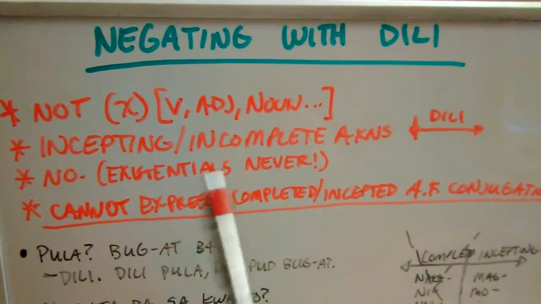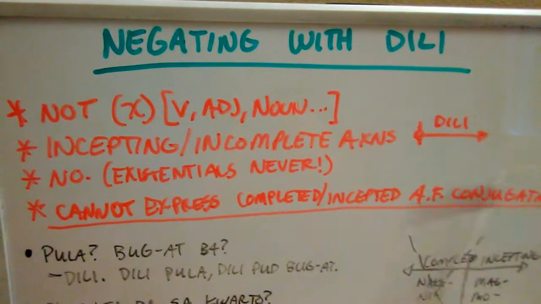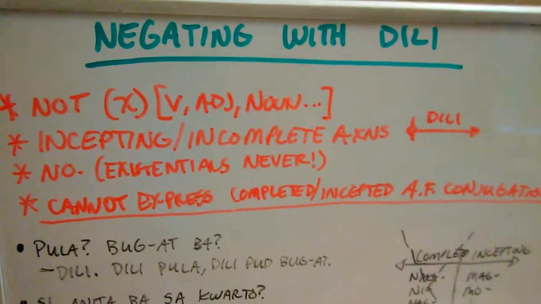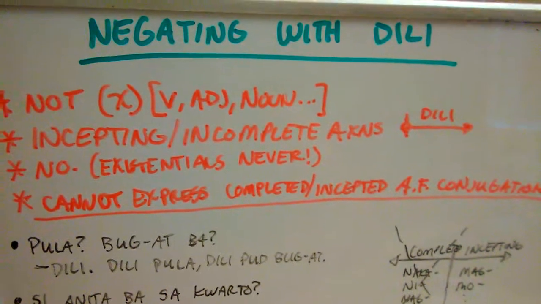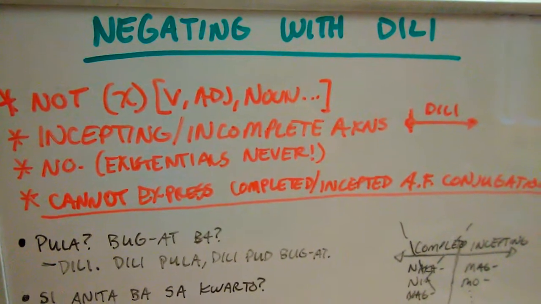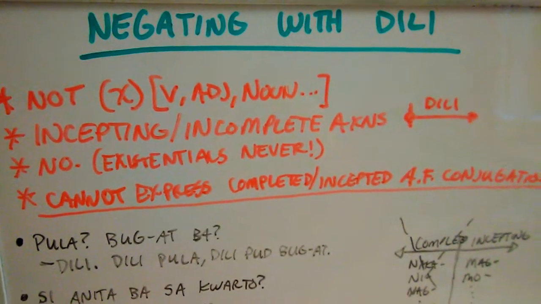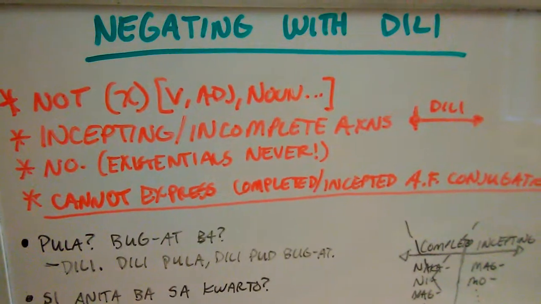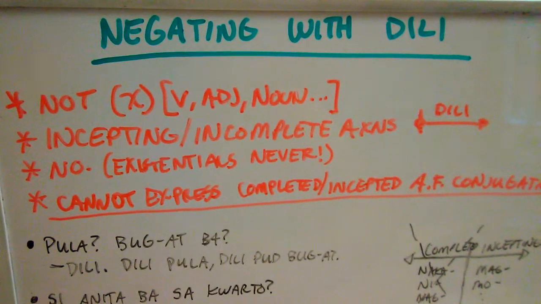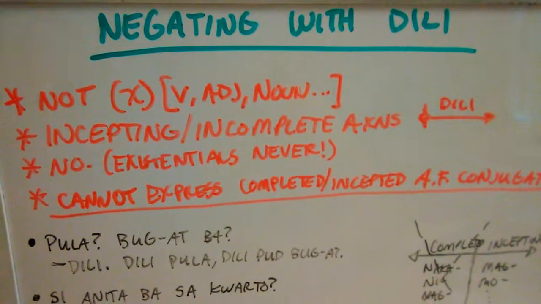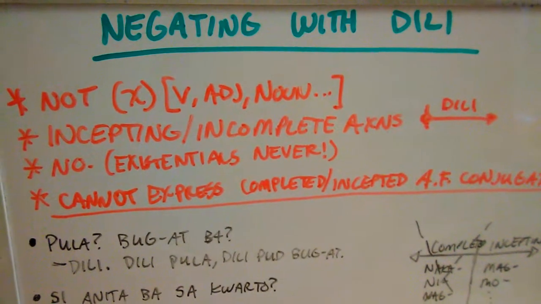It's the opposite of what it's going to be or do. And as I said before, incepting or incomplete actions only, okay? Only. You can't use dili to express a completed action. It doesn't make sense that way. It's the negative for something that hasn't been done yet. It's not the negative for something that has been done, okay? For that, we use wala.